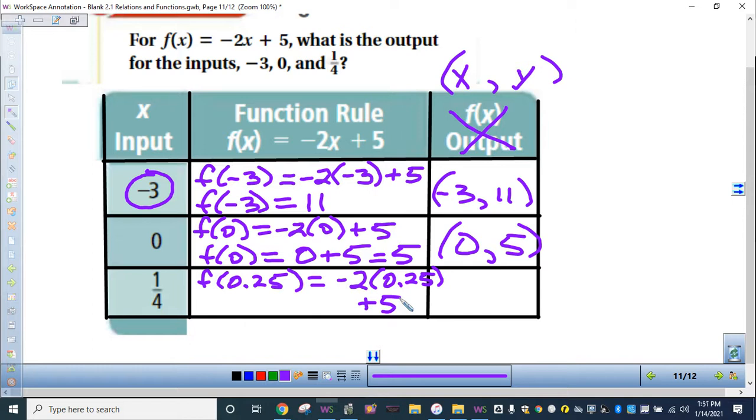So I want you to think in your head, what is -2 times 0.25? As soon as you know, raise your hand, and I'll talk you through it as we go. So we're doing -2 times 0.25. Think of what's 1/4 of 2. If you know what it is, raise your hand.